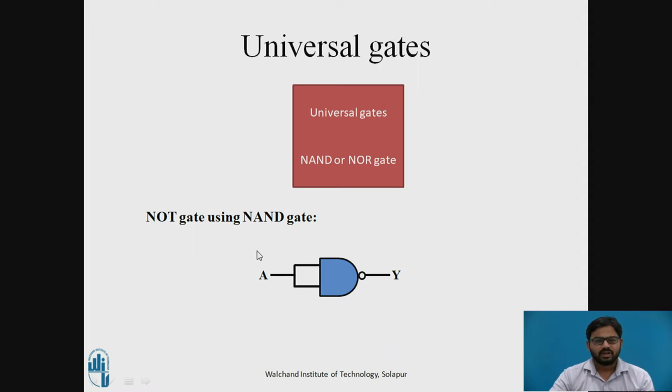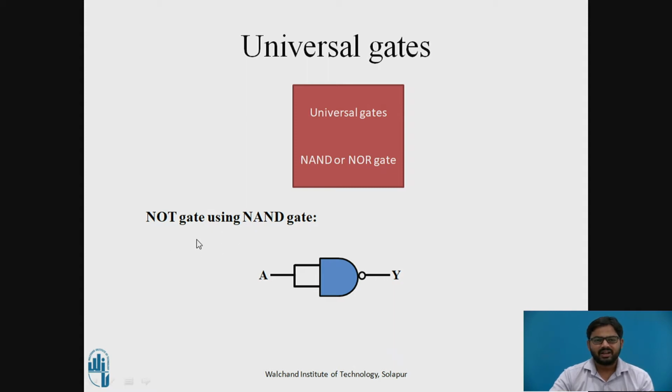Then universal gates and their realizations. Which are the universal gates? NAND gates and NOR gates. And why are these called universal gates? Because implementation of all the other basic gates is possible with the NAND or NOR gate.